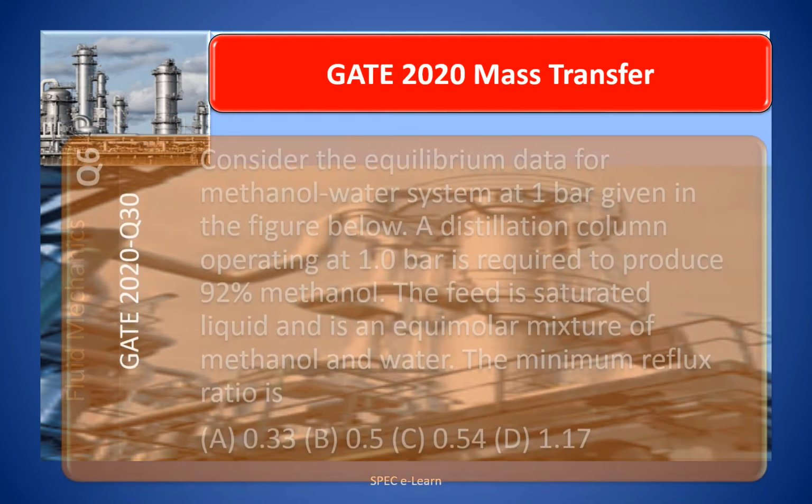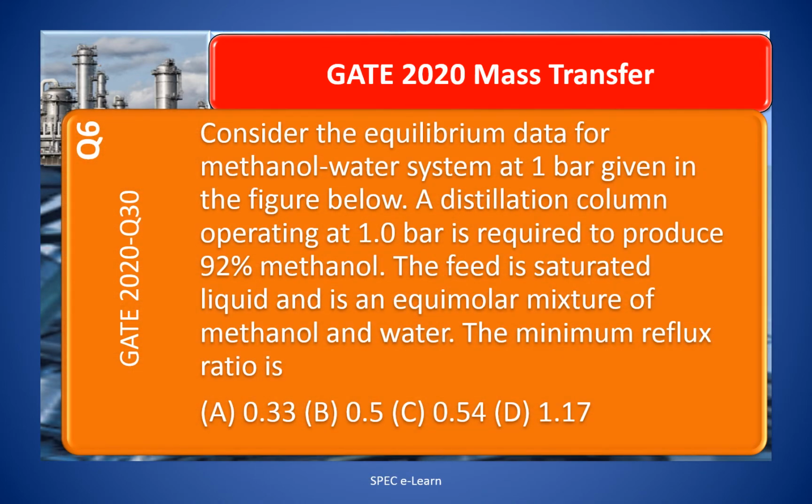GATE 2020, question number 30. Consider the equilibrium data for methanol water system at 1 bar given in the figure below. A distillation column operating at 1 bar is required to produce 92% methanol. The feed is saturated liquid and is equimolar mixture of methanol and water. The minimum reflux ratio is option A 0.33, option B 0.5, option C 0.54, option D 1.17.